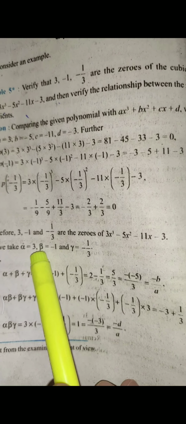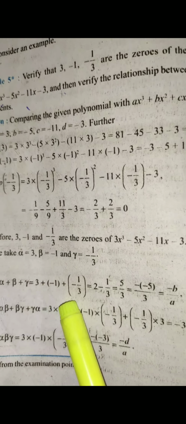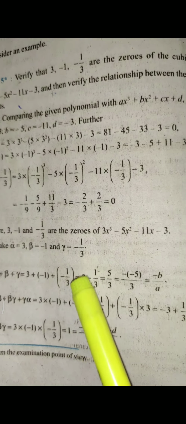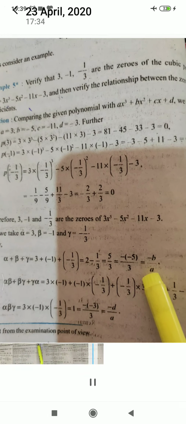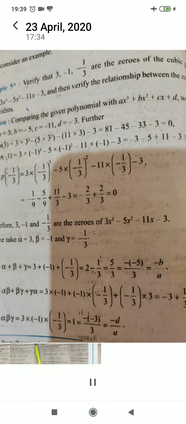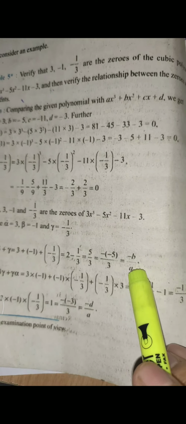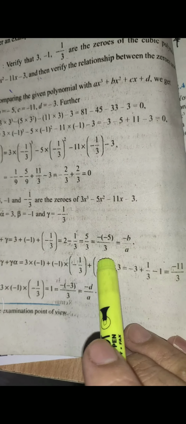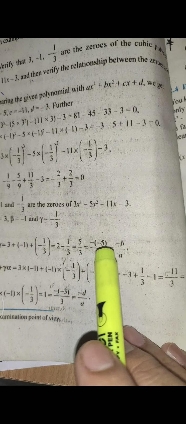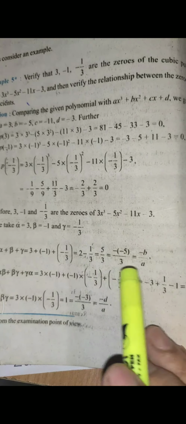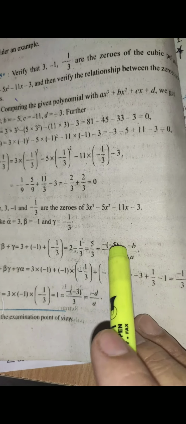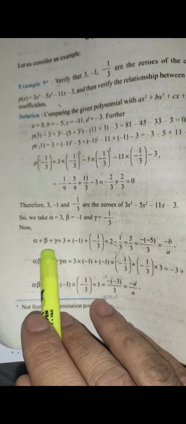Now we are calculating the value of the sum of zeros, alpha plus beta plus gamma. Substitute the values of alpha, beta, gamma: 3 plus minus 1 plus minus 1 by 3. Simplify it. What you are getting? 5 by 3, is equal to what? Minus b upon a. Substitute the values of b and a here. So what we are getting? Both are equal. 5 by 3, and minus b, the value of b is minus 5, so it becomes plus, and 5 by 3, both are equal. So the first relationship is verified.